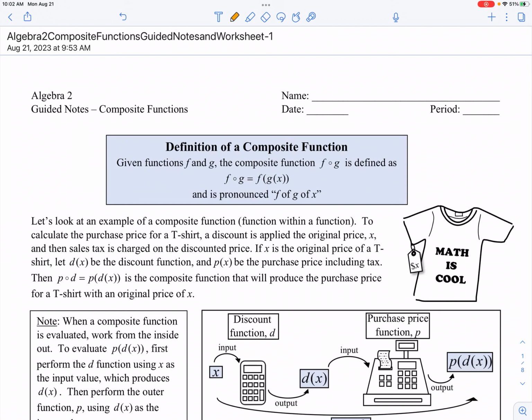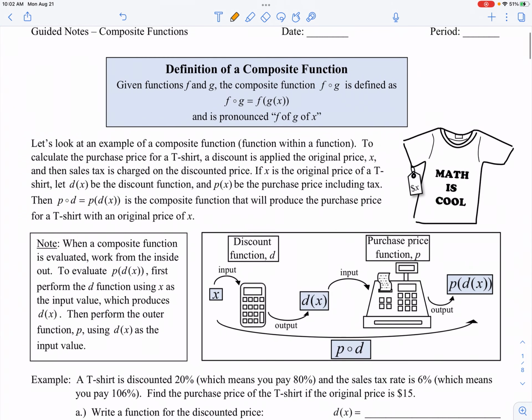All right, so we're going to be looking at the definition of a composition function. Given two functions, f and g, the composition function f of g is defined as f of g of x. So when we're looking at composition functions, we're plugging one function into another function.